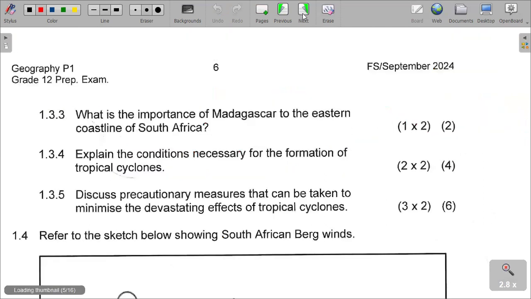Let's just go to the next question. What is the importance of Madagascar to the eastern coastline of South Africa? What's the importance of that?